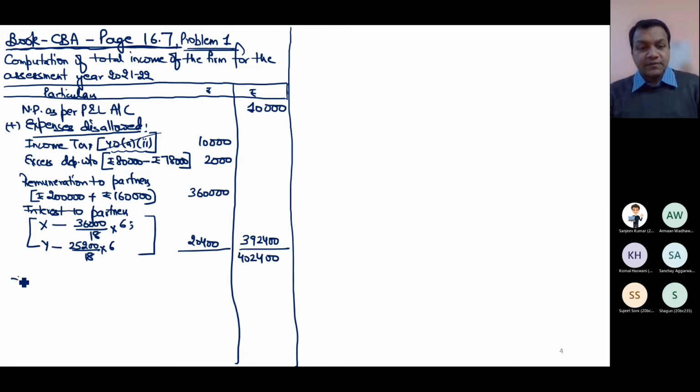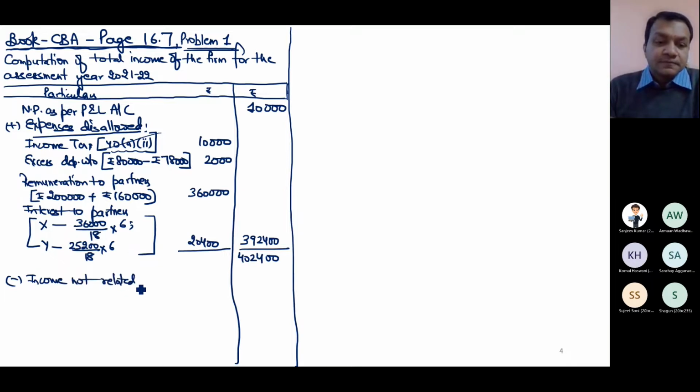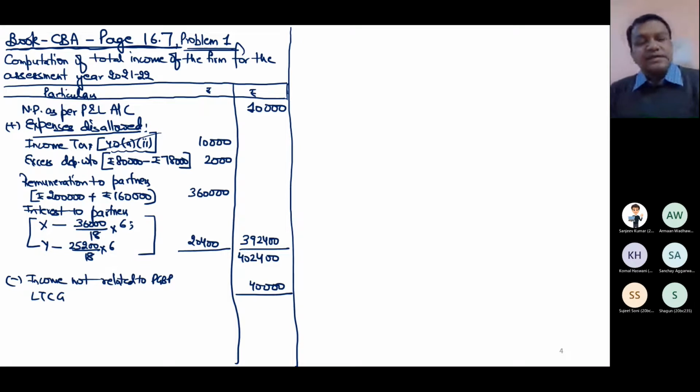Less credit side, receipt from client. Of course, it's a business income. Long term gain is not income as far as business is concerned. So I will write income not related to PGBP, LTCG 40,000. Can you tell me what is this figure? Book profit?